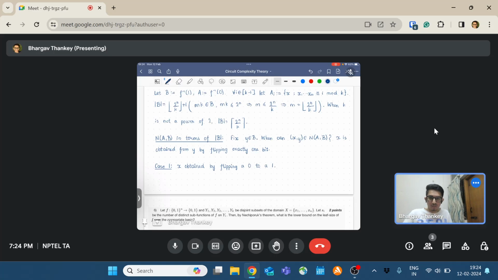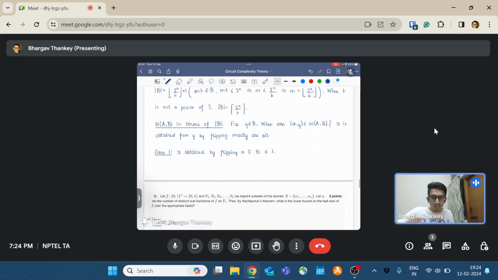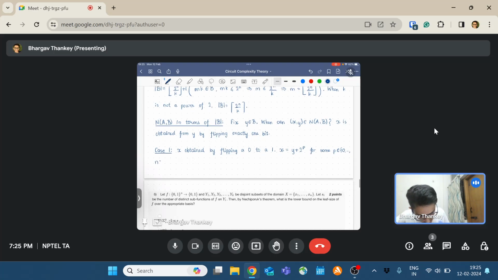Okay, so this is the first case. The other case would be when you flip a 1 to a 0. And the reason I'm doing this is the following. When you flip a 0 to a 1, you're adding a power of 2, right? So x is equal to y plus 2 to the, okay, I've used too many i's, use j, n minus 1.